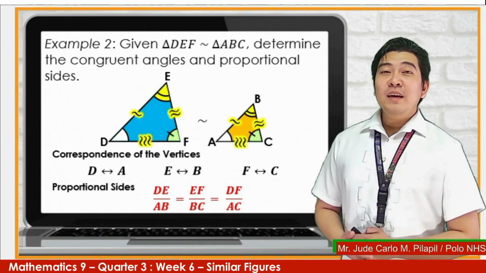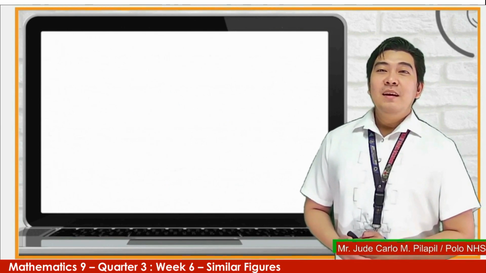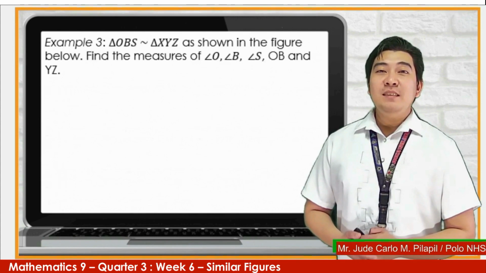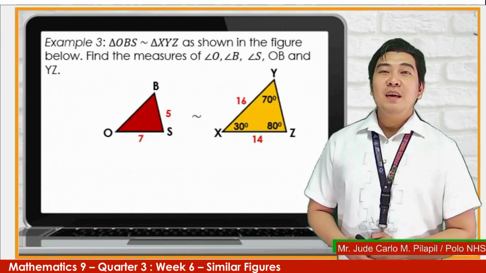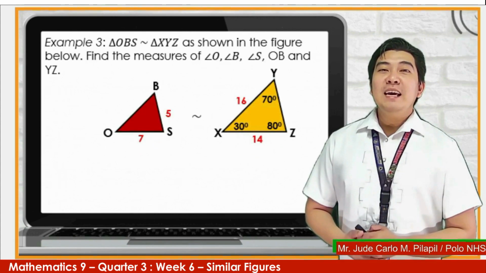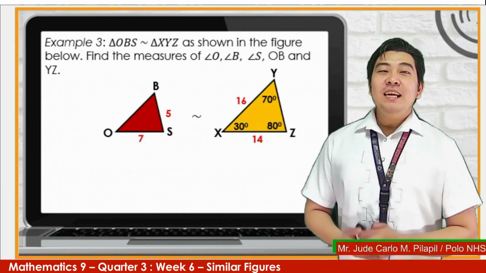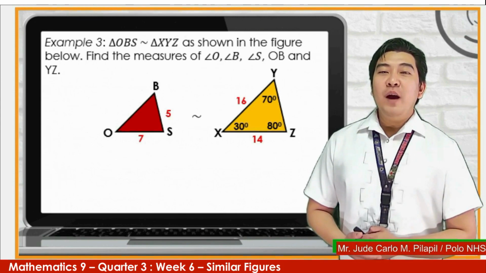Let us now go to example number 3. Triangle OPS is similar to triangle XYZ as shown in the figure. Find the measure of angle O, angle B, angle S, the length of OP, and the length of YC.